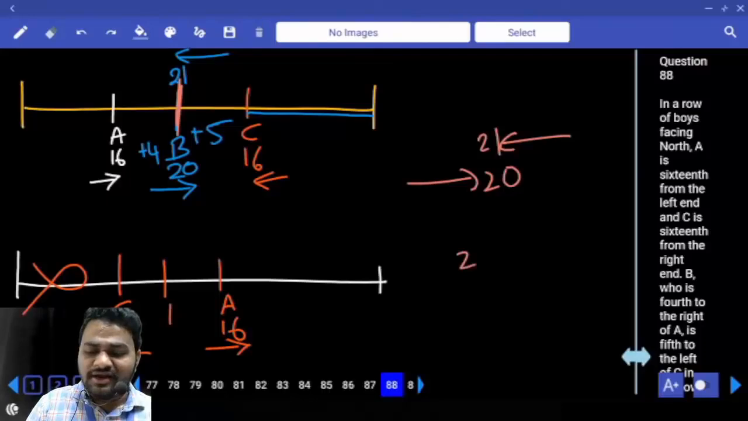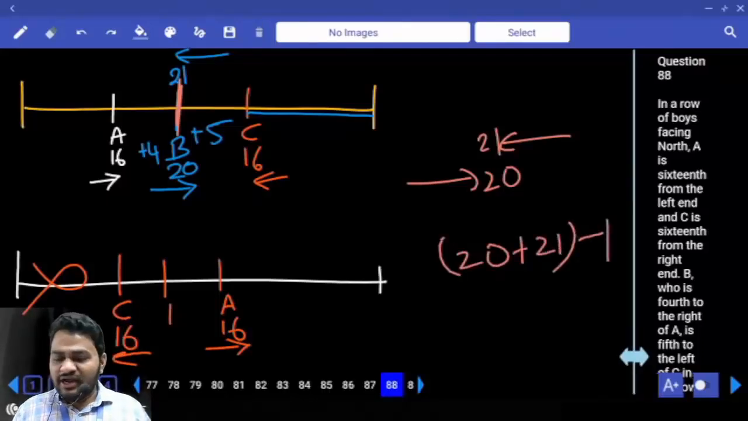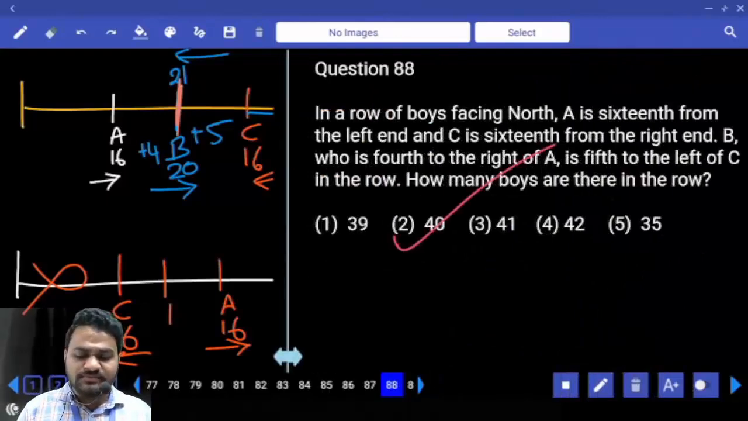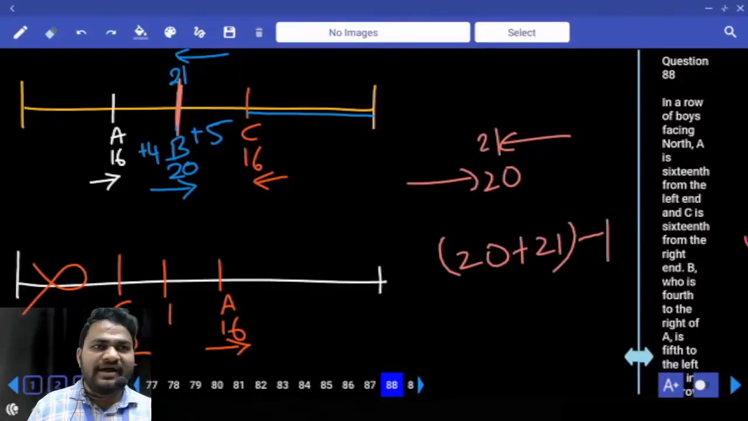To get the total, 20 plus 21 minus 1 is required. 20 plus 21 is 41, minus 1 is 40.